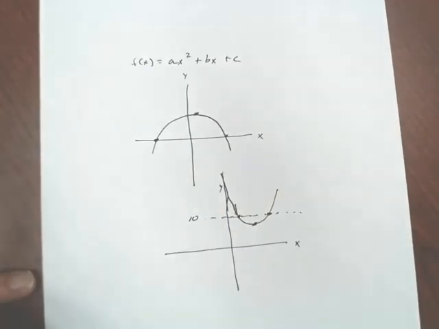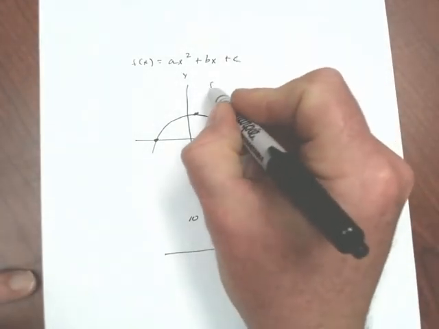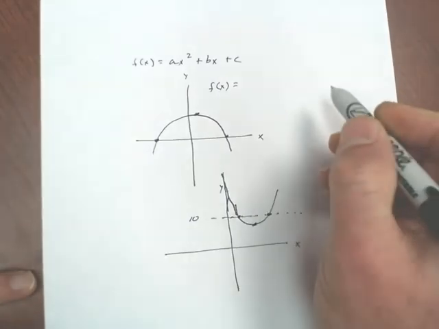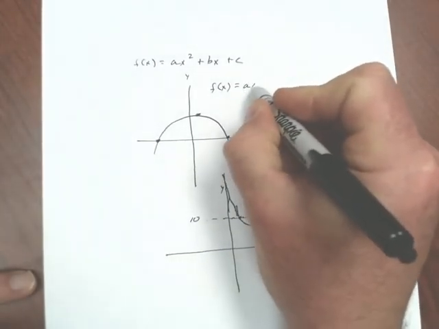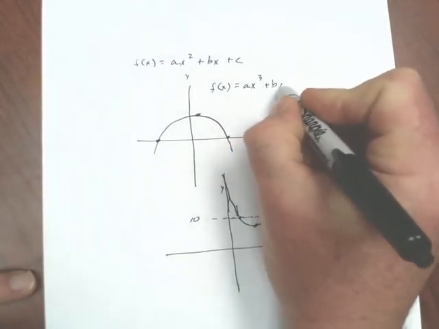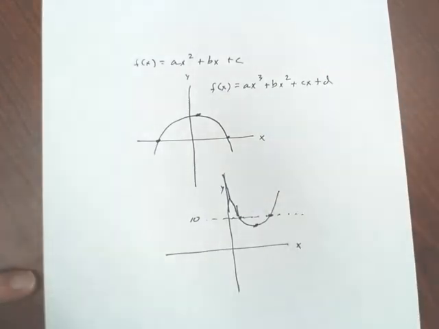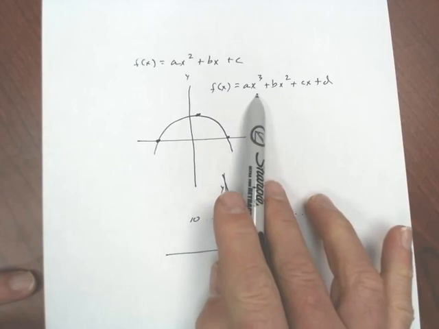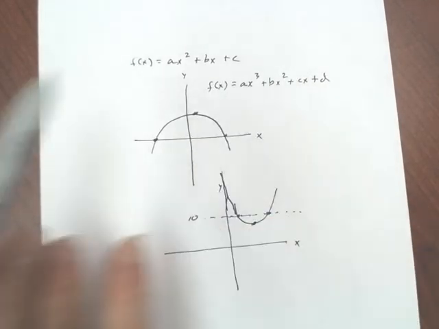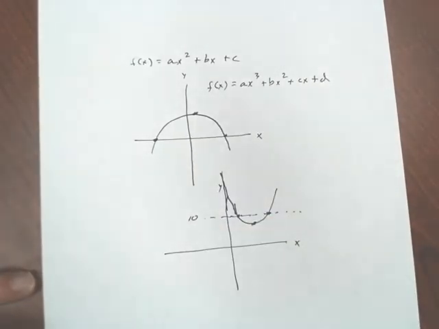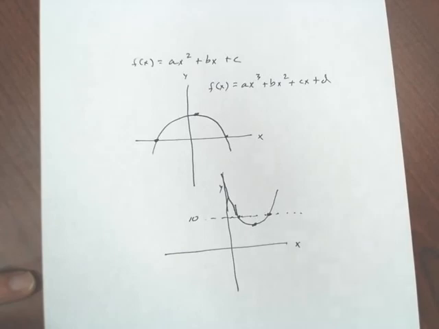Third, though, we're also going to start graphing cubic functions, and of course a cubic function would take the form, for instance, ax cubed plus bx squared plus cx plus d. Okay, so we are actually going to start graphing those as well in this section of our quantitative analysis course.